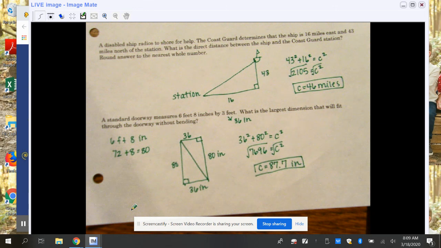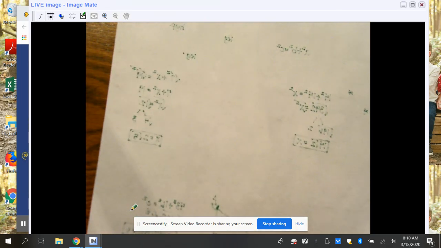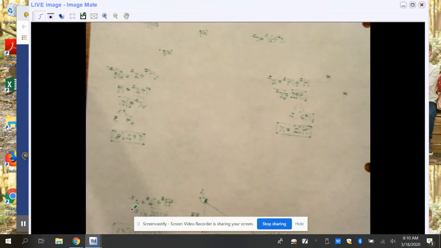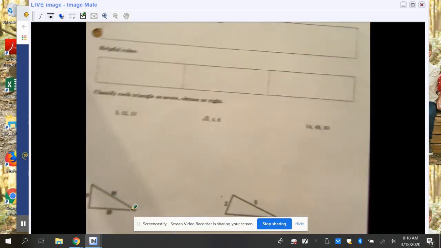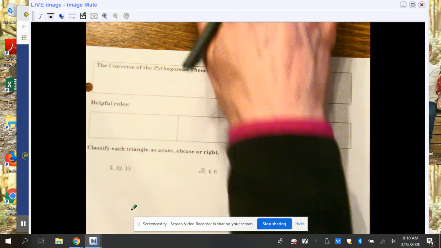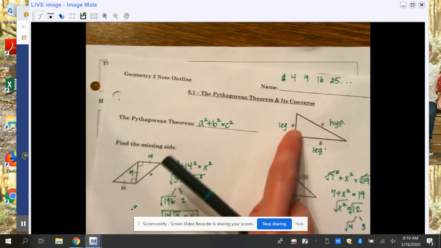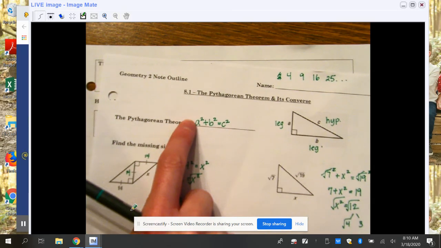Okay. All right, so that's just our quick little review of the Pythagorean theorem. This next part is called the converse of the Pythagorean theorem. So the converse of the Pythagorean theorem will determine what kind of triangle it is. So the Pythagorean theorem is kind of a known thing, right? If a triangle is a right triangle, then a squared plus b squared equals c squared.